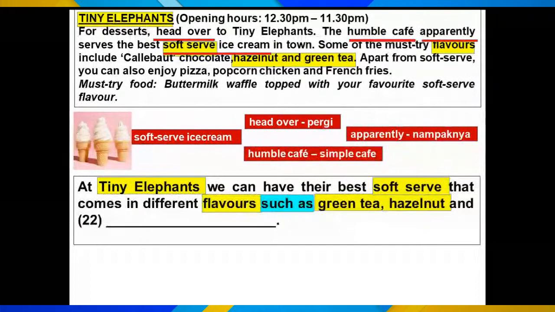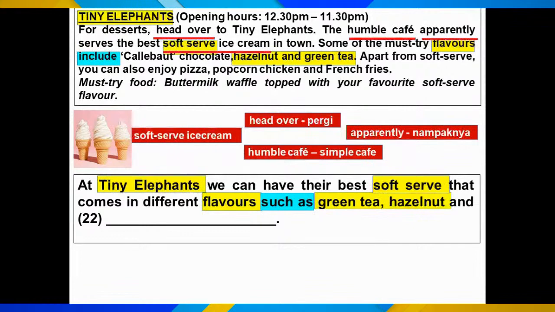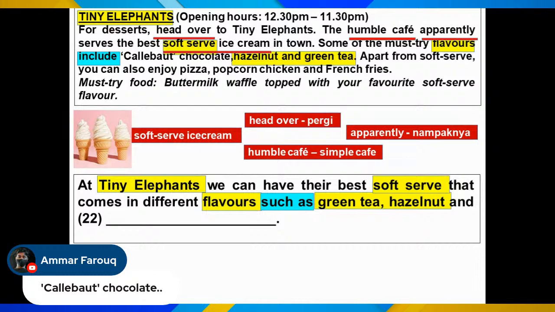Okay, in the text pun ada cakap include, termasuk. They give three examples, right? They give three. Now, what is missing here? What will be the answer? Can you guess what's the answer? Okay, Amal Farouk, calabot chocolate, jangan risau. Ini adalah nama coklat. Okay, nama jenis coklat. Ramai tanya calabot coklat. So, nampak inverted comma tu? Okay, right? Nama coklat. Alright.